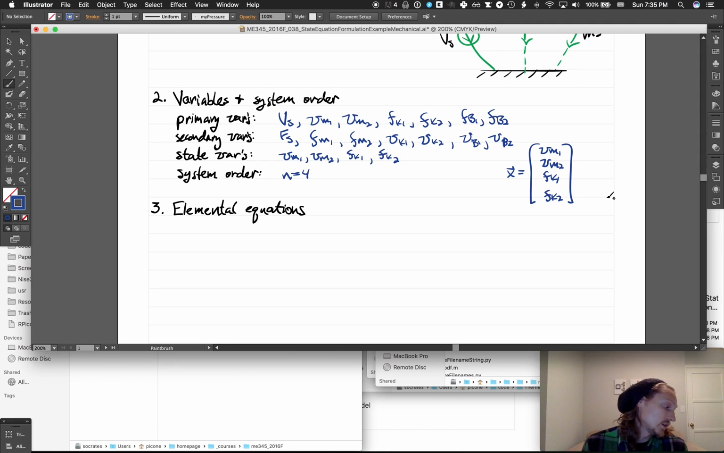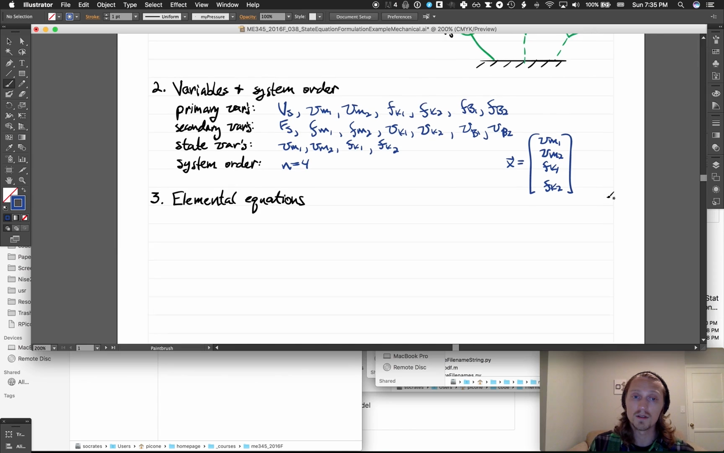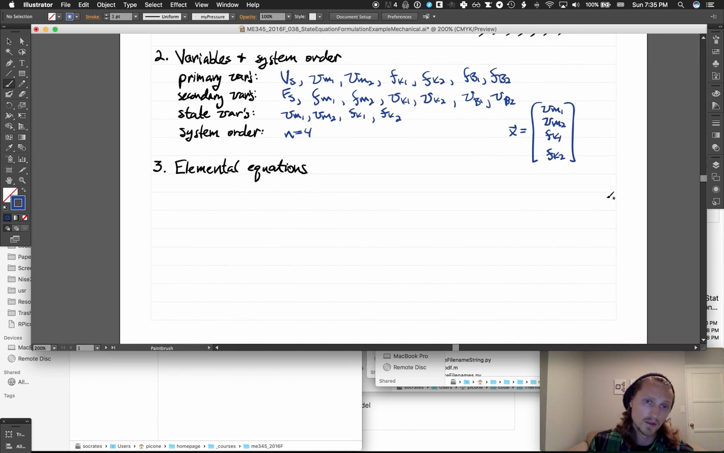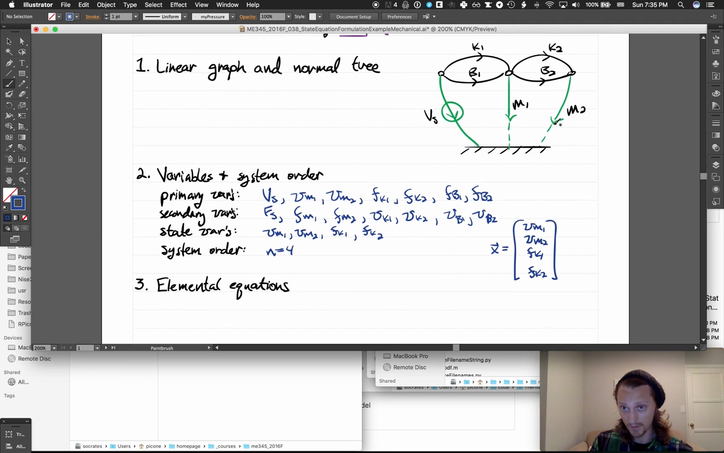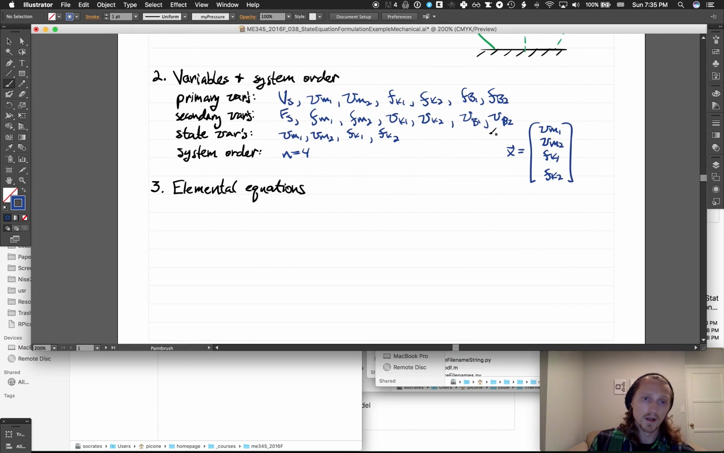Okay, so our elemental equations, remember the method I like to use is to identify all of the passive elements, the non-source elements in the linear graph, and list them in a column and then write the associated elemental equation next to it. So let's do that. Let's make a column M1, M2, K1, K2, B1, B2.